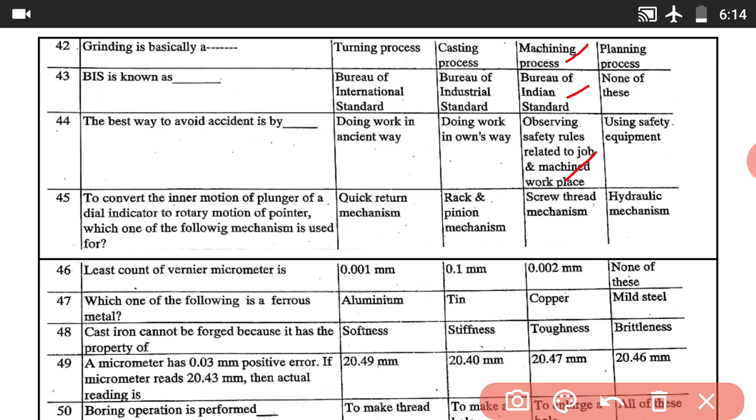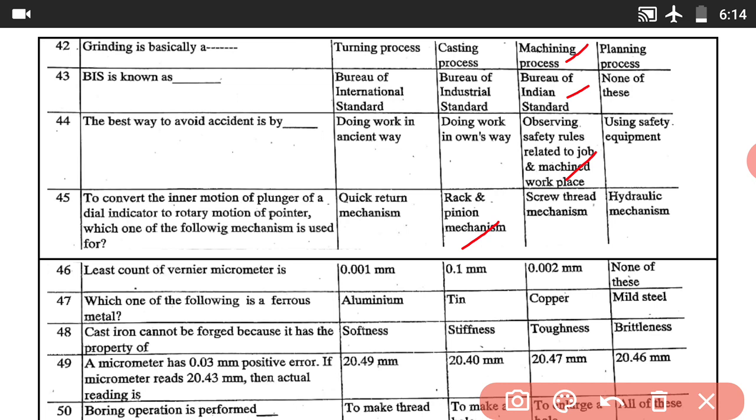Question number 45. Which one of the following mechanisms is used to convert the linear motion of the plunger of the dial indicator to rotary motion of the pointer? The answer is the rack and pinion mechanism. Option B is the correct answer.